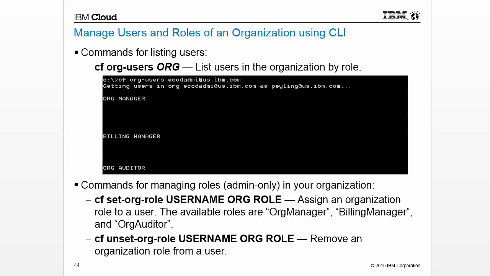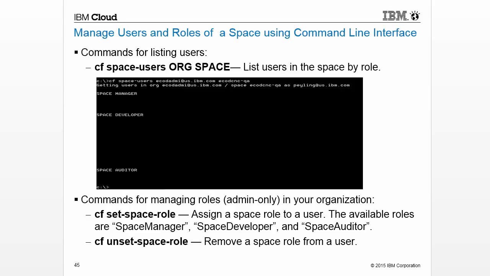Some commands for managing roles, which are for admin only, are cf set-org-role, which assigns an organization role to a user. The available roles are org manager, billing manager, and org auditor. cf unset-org-role removes an organization role from a user. cf set-space-role assigns a space role to a user. The available roles are space manager, space developer, and space auditor. And finally, cf unset-space-role removes a space role from a user.